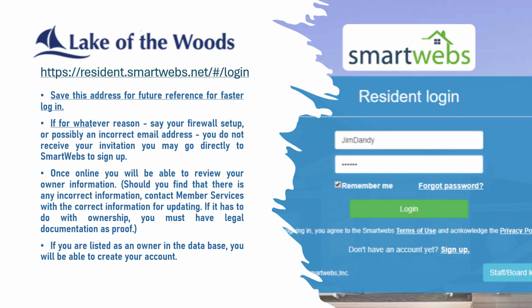If for whatever reason, say your firewall setup or possibly an incorrect email address, you do not receive your invitation, you may go directly to SmartWebs to sign up. Once online, you will be able to review your owner information. Should you find that there is any incorrect information, contact Member Services with the correct information for updating. If it has to do with ownership, you must have legal documentation as proof. If you are listed as an owner in the database, you will be able to create your account.